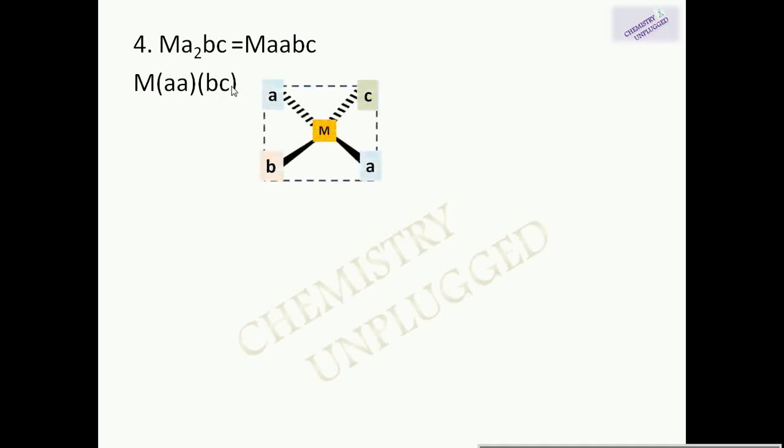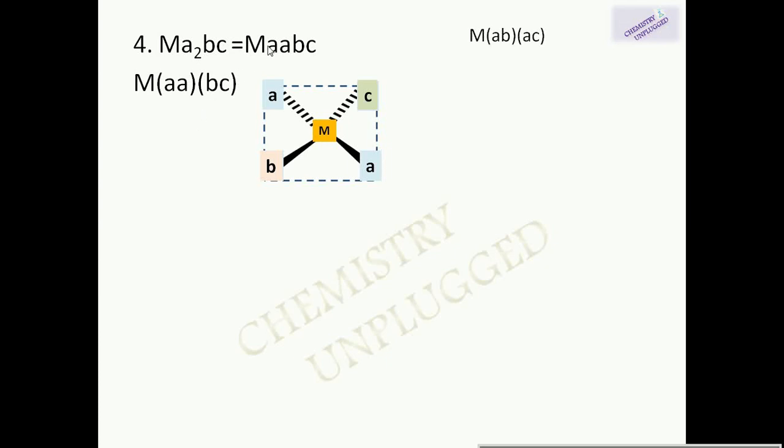Other examples of this type are PtCl2(Py)2, where Py means pyridine, and Pd(NO2)2(NH3)2. Next type is MA2BC. So we can write it as MAABC. The first possible combination is MAA. We will write it as it is, MAA. Then what is left? BC. So in MAABC, AA are trans to each other and BC are trans to each other. This type of geometry.